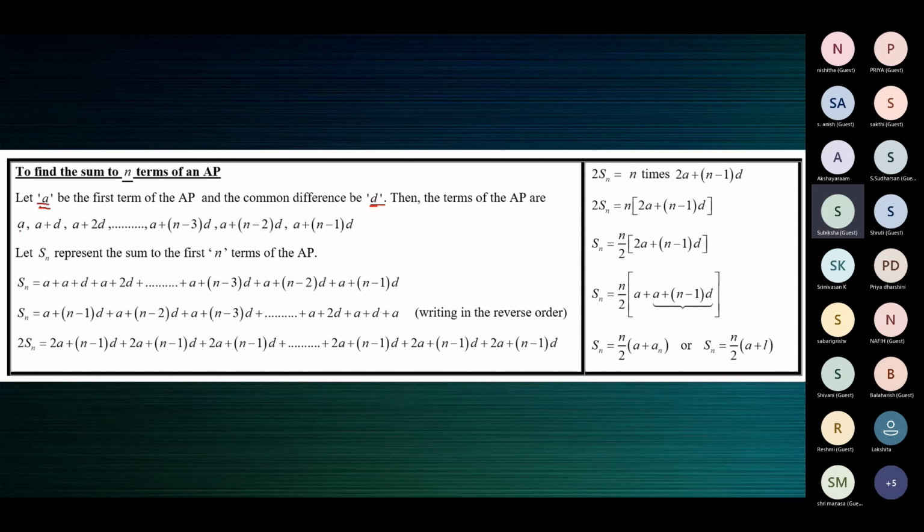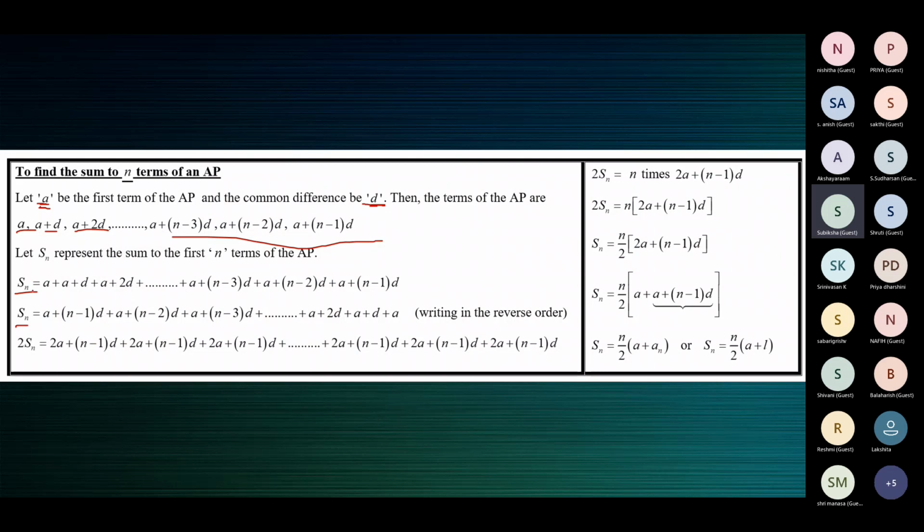With a as the first term and d as the common difference, these will be the first n terms: a, a plus d, a plus 2d. Then take away the comma, replace the comma with the plus sign, and you will get Sn, where Sn is the sum of the first n terms of the AP. So connect the terms with a plus sign, and that will be the sum of the first n terms of the AP. Write the same sum in the reverse order.